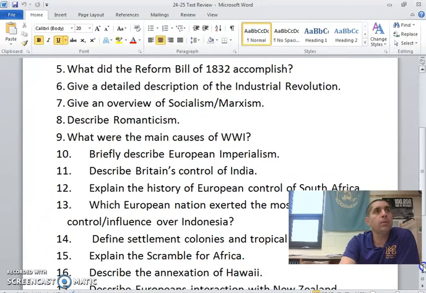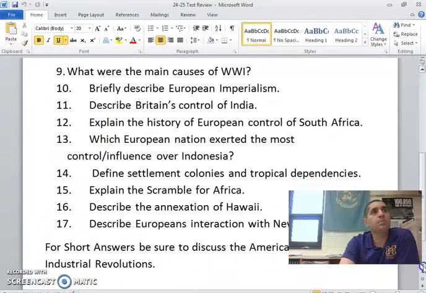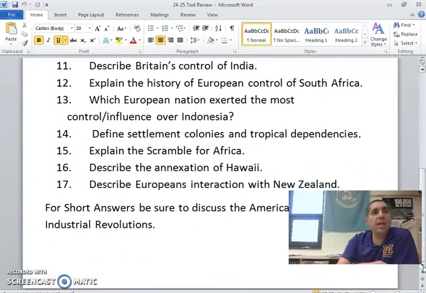12? Yeah. All right. Question number 12, explain the history of European control of South Africa. Who settled there first? The Dutch. The Dutch settled there first. It was called Cape Colony. Today we refer to it as Cape Town, Cape Colony. Then the British pushed the Dutch inland, and that event was called what?